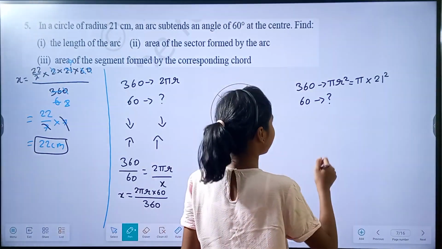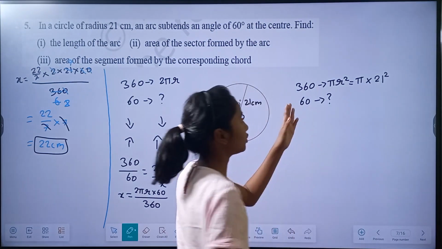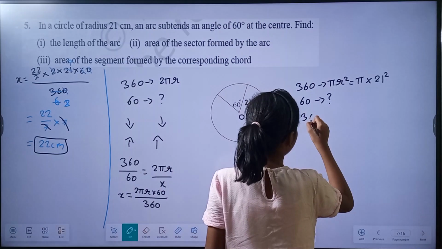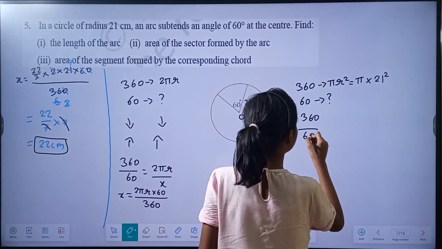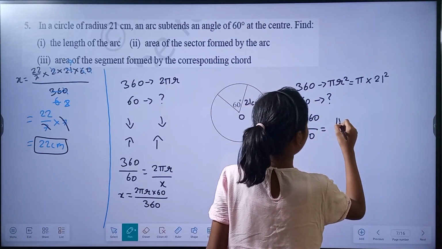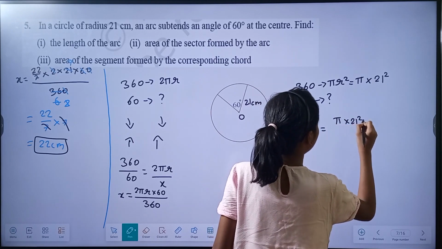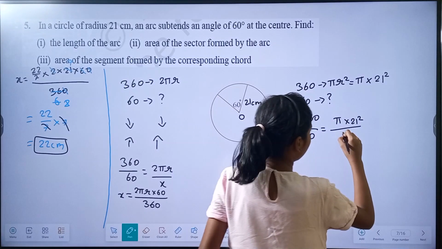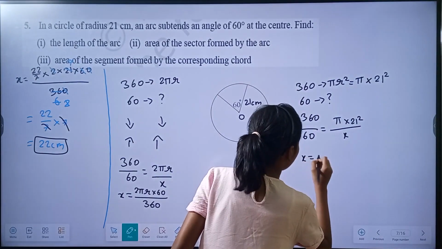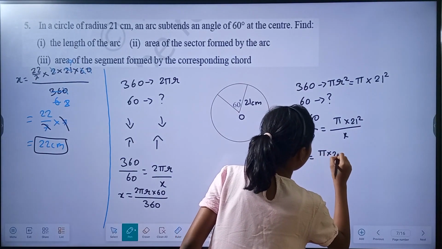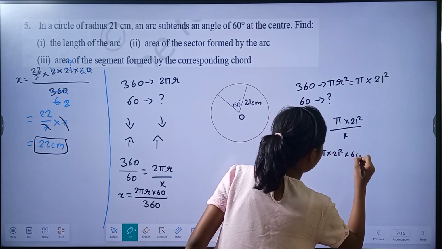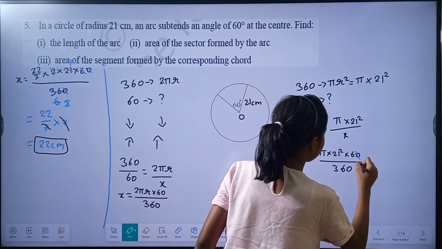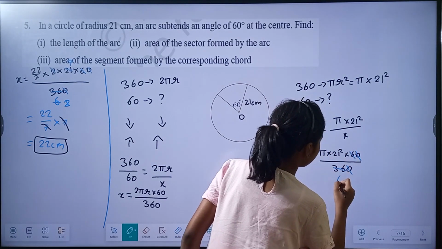Yeah, for 60 degrees we have to find how much. As these two quantities are directly proportional, we can write the ratios: 360 divided by 60 equals pi into 21 square divided by x. So x equals pi into 21 square into 60 whole by 360. Cancel 0, this one equals 6.